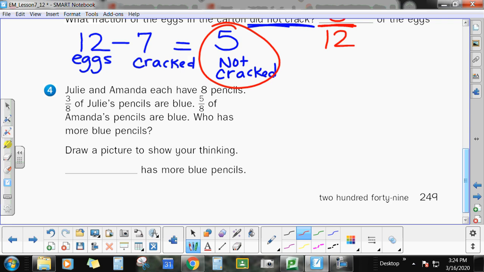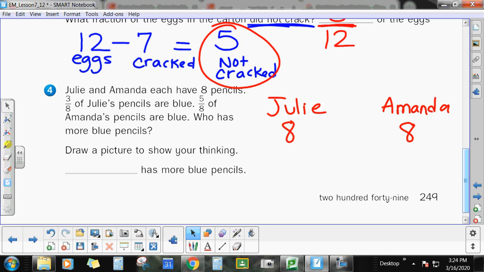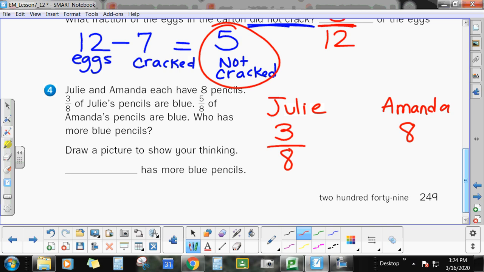Okay, so they each have 8, guys. So here's Julie. Remember, start drawing your picture. Start drawing what's happening. Here's Julie, here's Amanda. Okay, they each have 8 pencils. So Julie has 8, Amanda has 8. Now it says that 3 out of 8 of her pencils, so I'm just going to go ahead and say 3 out of 8 of Julie's pencils are blue, and 5 out of 8, so let's go ahead and write that as a fraction.